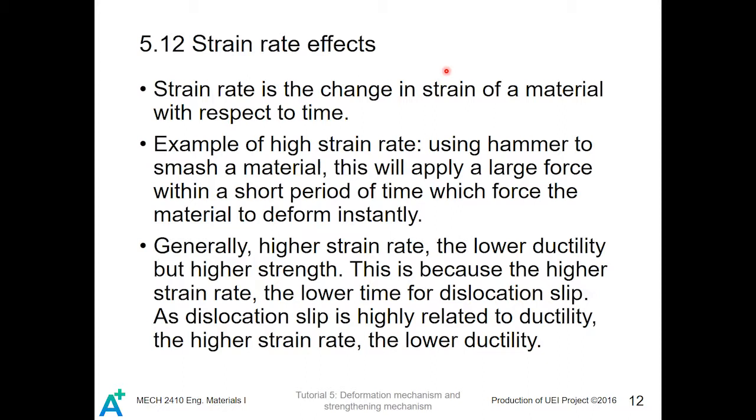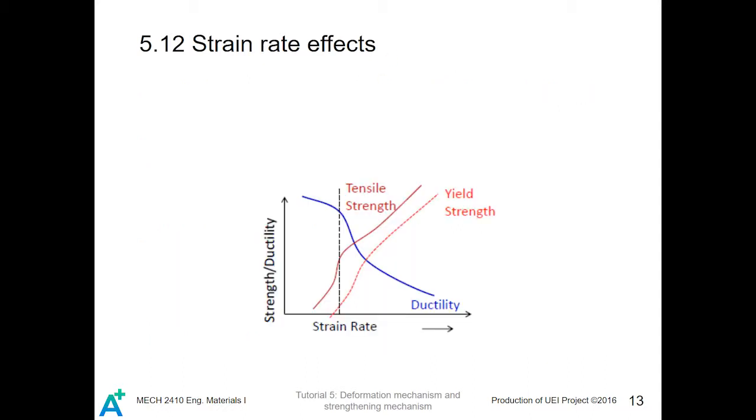Generally, a material under a high strain rate will have a lower ductility but a higher strength. That is because at a higher strain rate, there is less time for dislocation slipping, and dislocation slip is highly related to ductility. The higher the strain rate, the lower the ductility. And here are the strain rate effects. For a higher strain rate, the yield strength and the tensile strength of the material will increase, while the ductility will decrease.